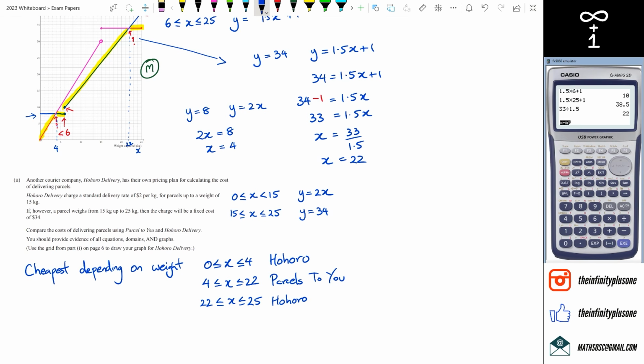So this is pretty much one of the things that you can actually give. You've given the domain, the equations, I've provided all equations, domains, and graphs. And we've also drawn the graph, and we've also given the suggestion of what should be the cheapest.